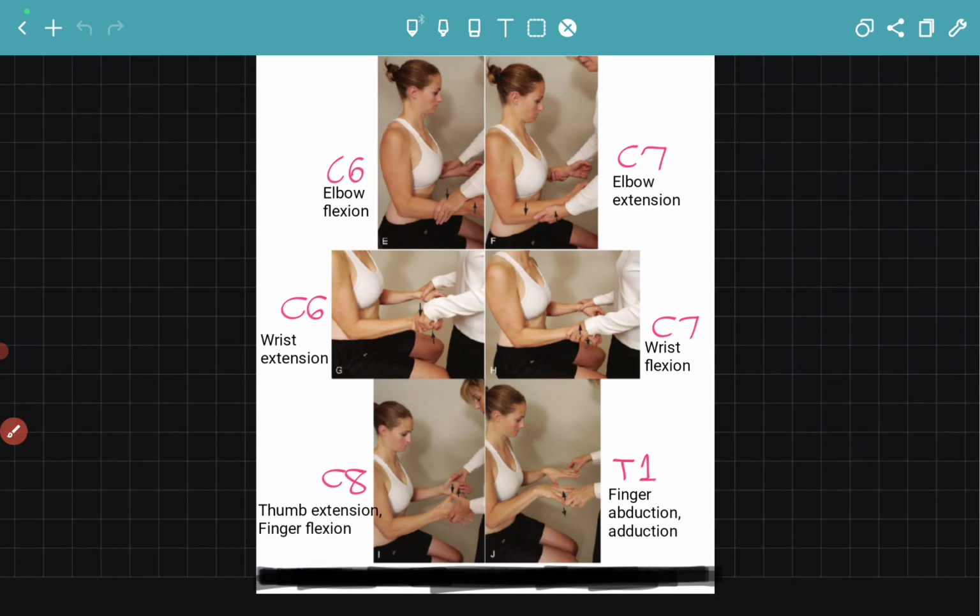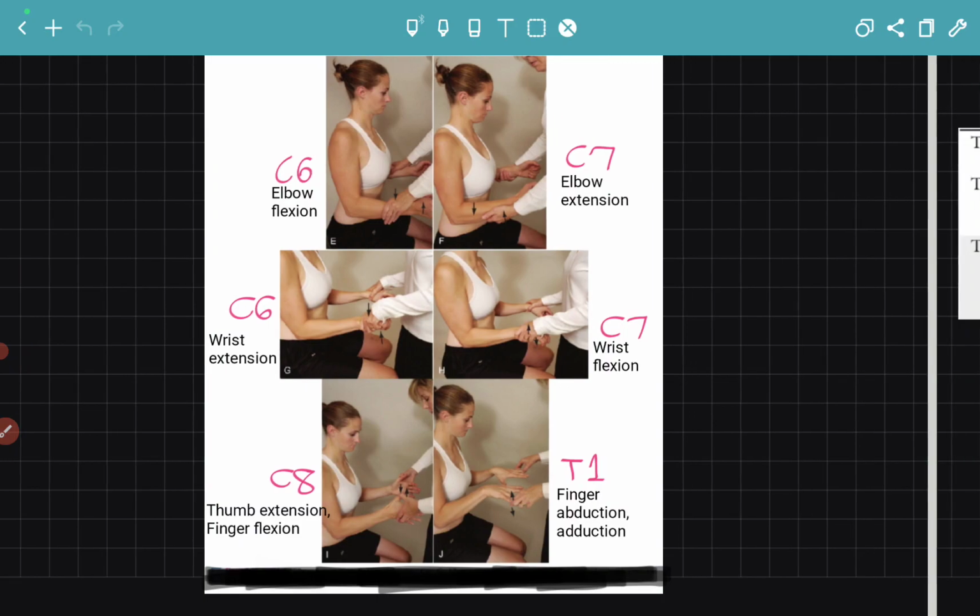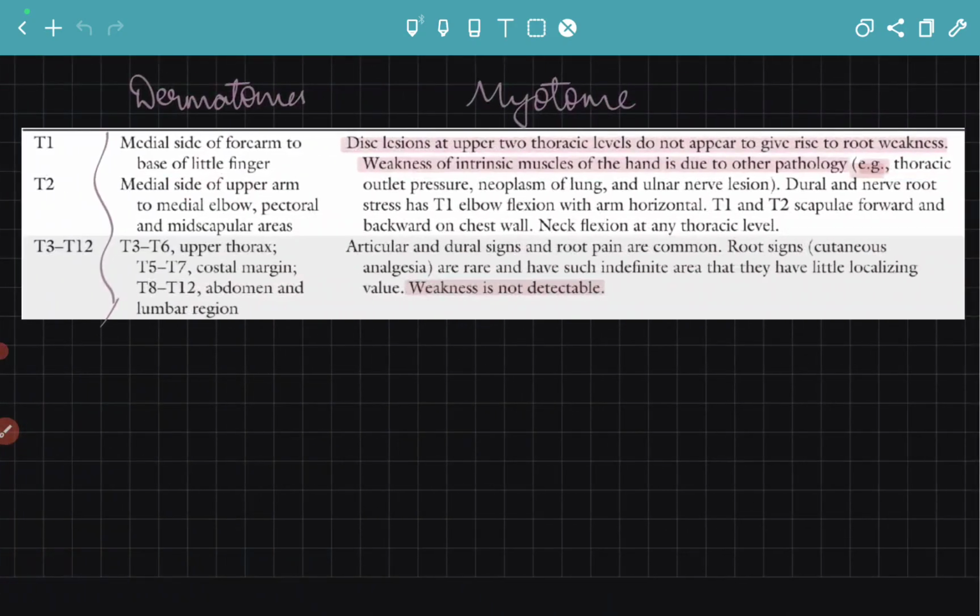So that is about cervical myotomes we discussed right now. Now there is one thing to know, that thoracic region myotomes, we don't test it because practically the discs which are present in the thoracic region are not responsible to generate this weakness. So there are some other reasons why the weakness of certain parts is present. There is some other pathology behind it.